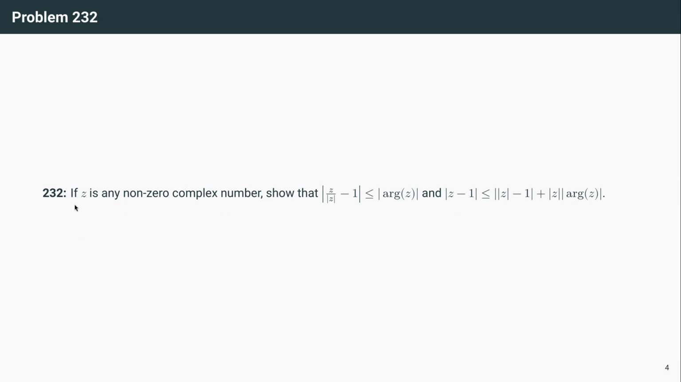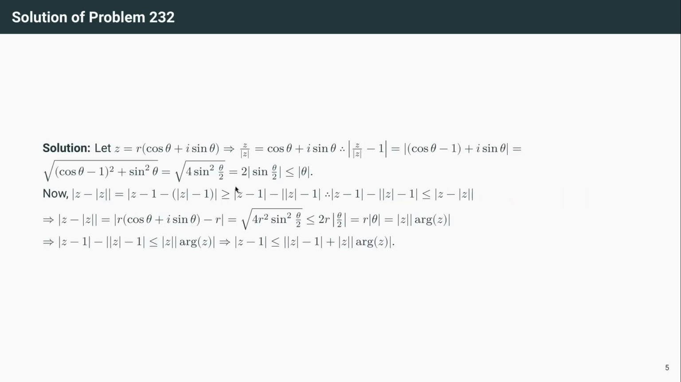Question 232 says that if z is any non-zero complex number, show that mod of z by mod z minus 1 is less than or equal to mod of argument of z, and mod of z minus 1 is less than or equal to mod z minus 1 plus mod z multiplied with mod of argument of z. So again, we use polar coordinates because argument is involved. So we let z equal r cos theta plus i sin theta, by which z by mod z is equal to cos theta plus i sin theta.